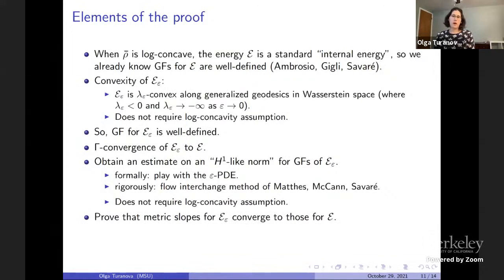So then we use this to prove that the metric slopes of E epsilon converge to those of E. And by a general result of Serfaty, this is enough, along with the gamma convergence, to deduce that gradient flows of E epsilon converge to gradient flows of E.